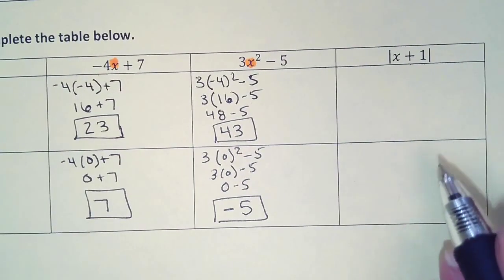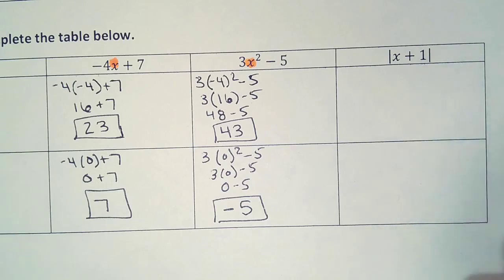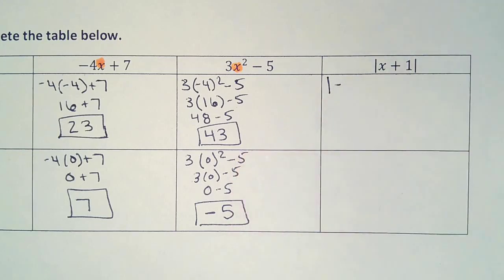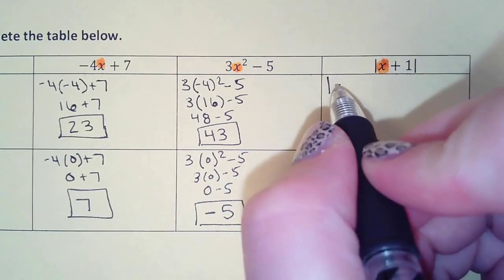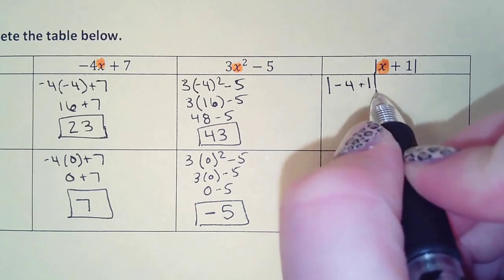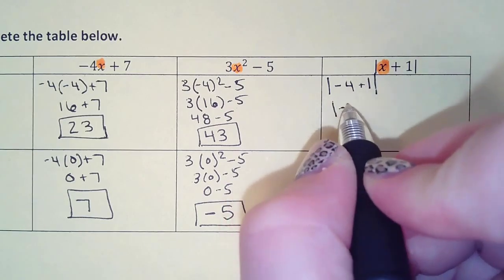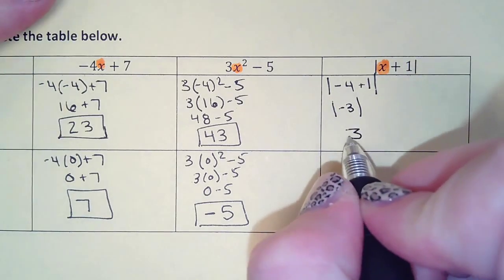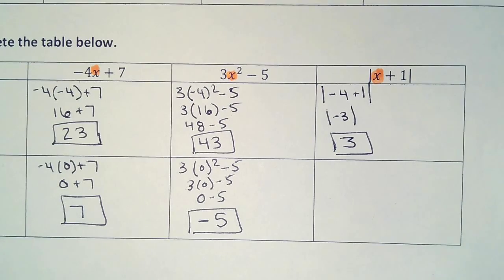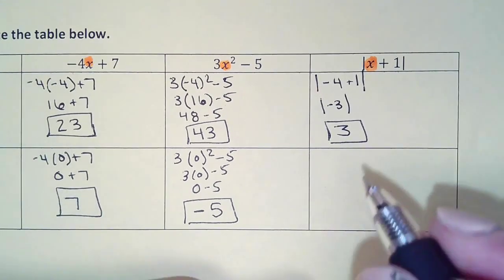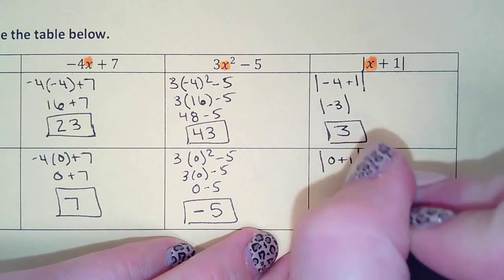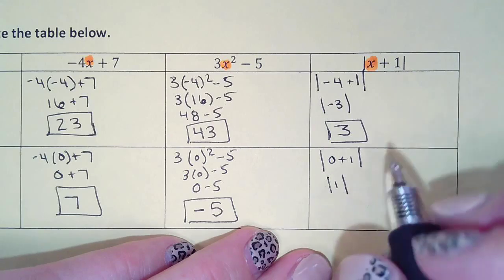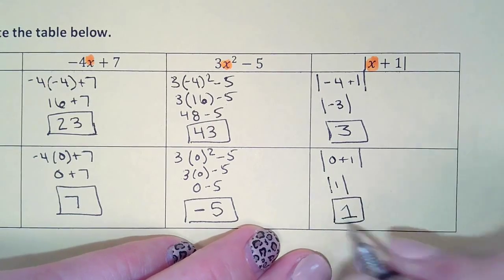Last one, we have absolute value again. So we'll get down to one number and then take it out of the absolute value. The absolute value of negative 4 is going in for our x. Negative 4 plus 1 is negative 3. So we're thinking, how far is negative 3 from 0 on a number line? Well, it is 3 spaces. Lastly, let's plug in 0. Absolute value of 0 plus 1. 0 plus 1 is 1, so I have absolute value of 1. How far is 1 from 0 on the number line? It is 1 space. Final answer.